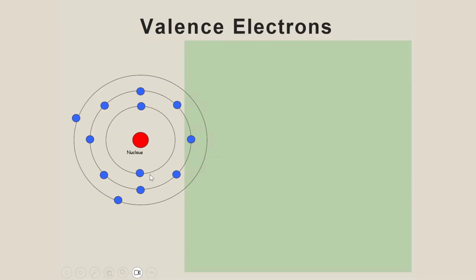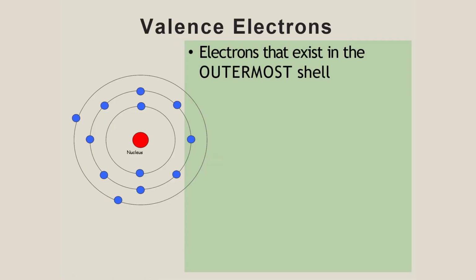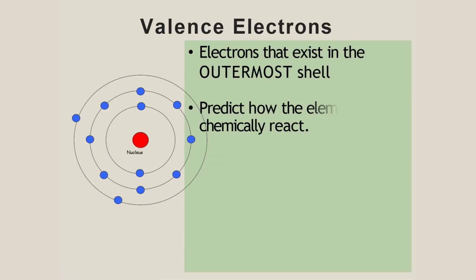Let's consider this atom. This atom has an electron configuration of 2, 8, 2. So its outermost shell is occupied with only 2 electrons. These 2 electrons at the outermost shell are called valence electrons, because this outermost shell is called the valence shell. So the valence electrons are the electrons that exist in the outermost shell.